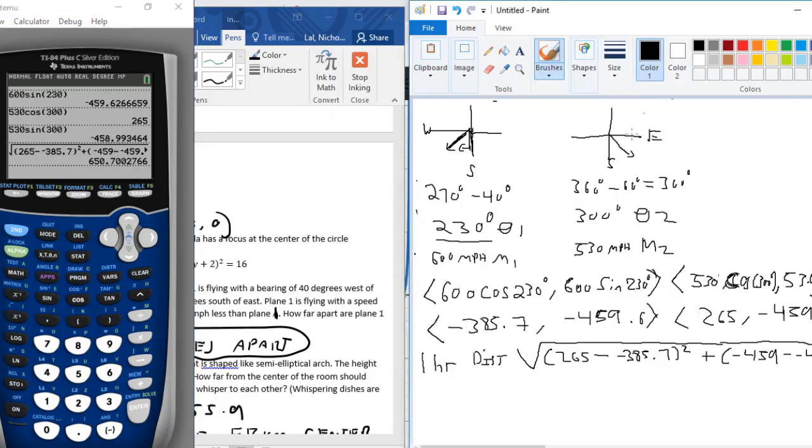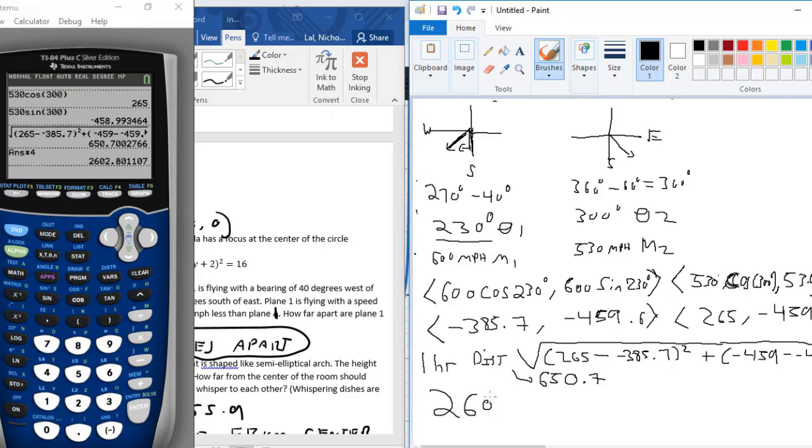All right, 650.7, which means I multiply this value by 4 to find my 4-hour distance. That's going to be 2602. All right. For people that have already attempted this, what did people get, 2602 or something else?